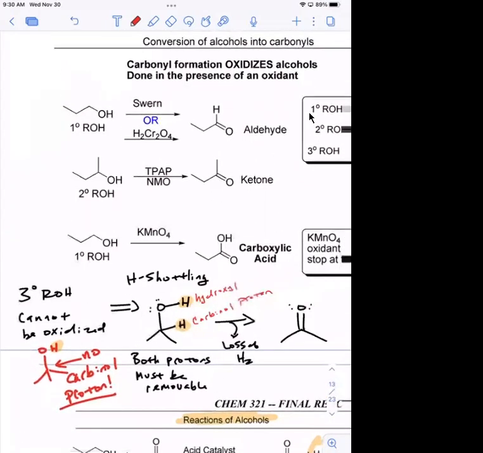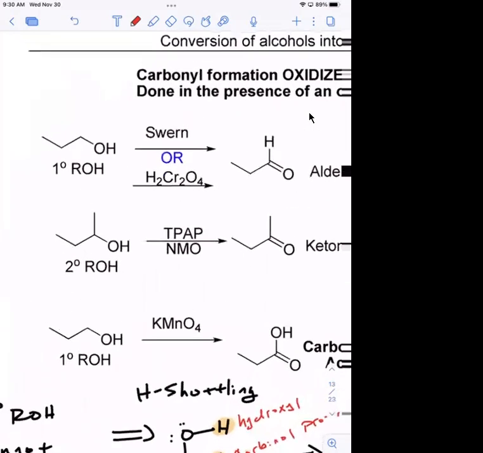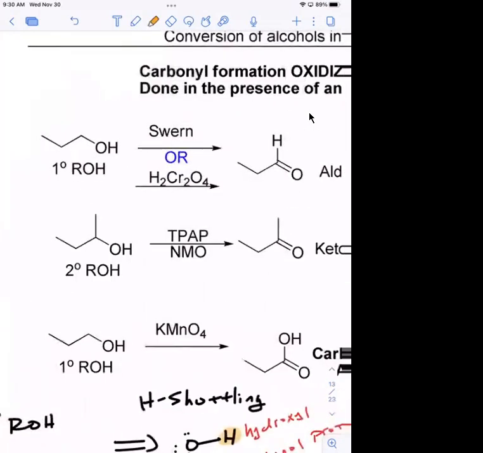And there are specific methods, just like when we did conversion of alcohols into alkyl halides. You have specific methods for different types of alcohols, for primary, for secondary, and with that process for tertiary. But here, you have methods that are specific to different types of alcohols, right? So this is primary. And so there are two methods you can use for that. There are a lot more, but we're just going to focus on these two.